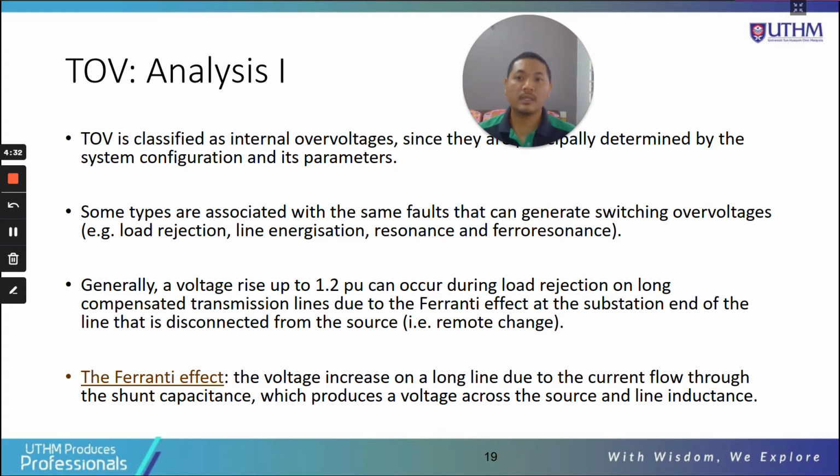Generally a voltage rise up to 1.2 pu can occur during load rejection or non-compensated transmission lines due to the Ferranti effect at the substation end of the line that is disconnected from the source. The Ferranti effect is the voltage increase on a long line due to the current flow through the shunt capacitance, which produces a voltage across the source and line conductors. So what is the Ferranti effect? This is it, and it causes temporary overvoltages in the system.